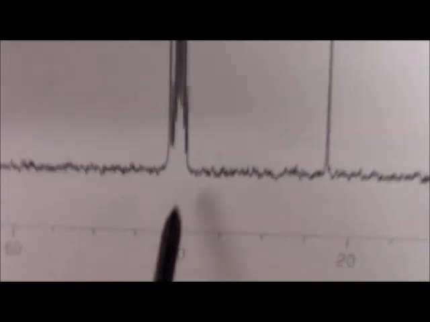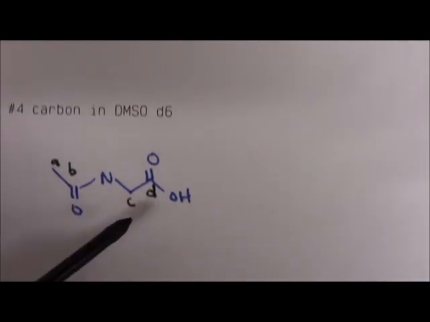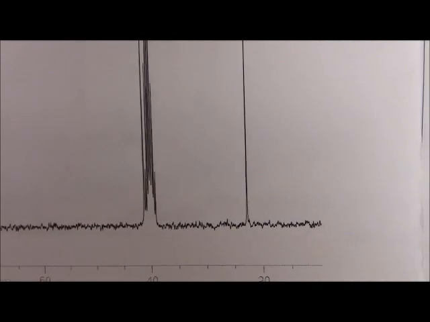at 40, you see a multiplet. And see on the very side of this multiplet, see this little singlet right here sticking out? That, which is at roughly 41, belongs to this carbon C. This multiplet here, I don't know if it's 5 or 6 little peaks right here, is DMSO, your solvent.